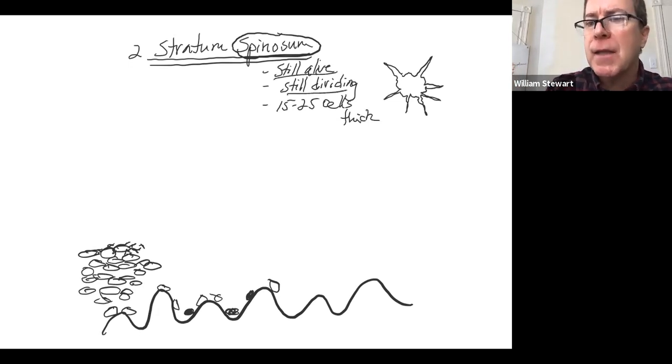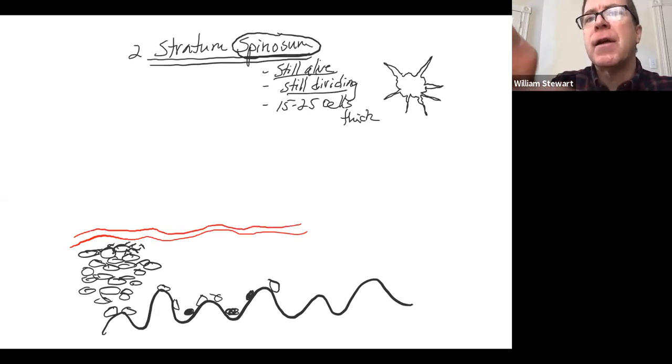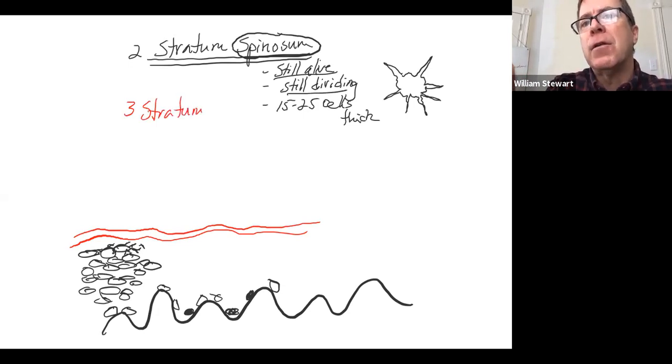I can do that on this same picture. I'll use a different color. I'll just use red. There's a thin layer now of cells above the spinosum. It's 1 to 5 cell layers thick. It's called the stratum granulosum.